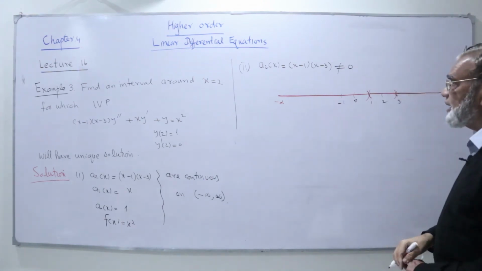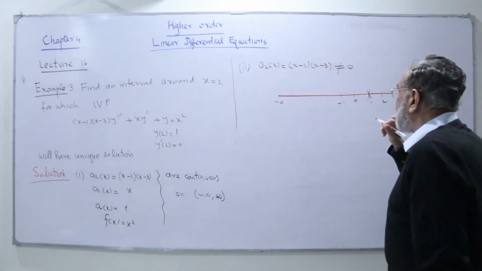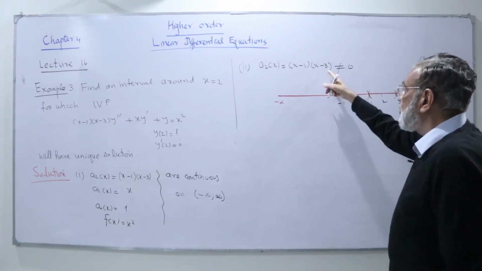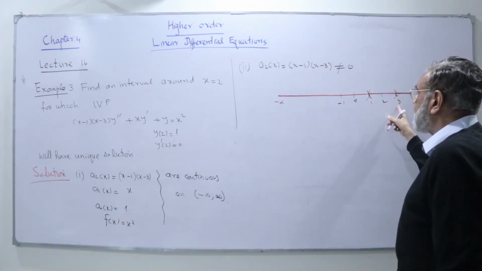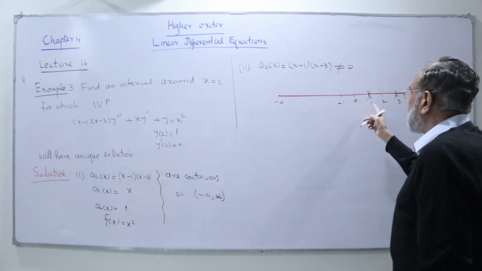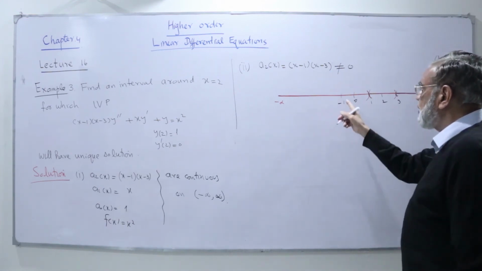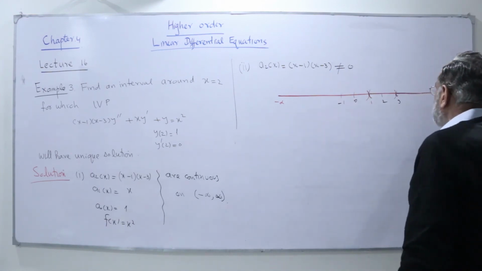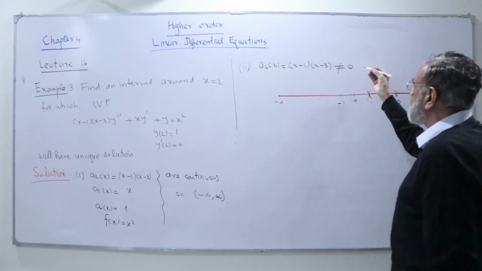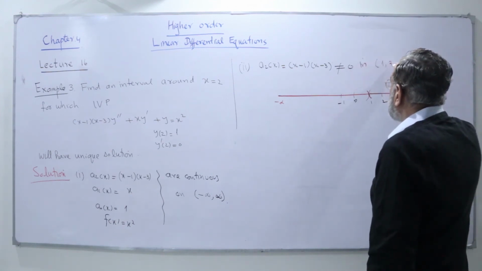Now we say that this must not be 0. When you take the value x equal to 1, this becomes 0. When you take x equal to 3, this becomes 0. So if we take the interval from -infinity to 3, the 1 is coming, so it's not possible to take this one. When you take from 1 to infinity, 3 is coming, so it's not possible. So the expression is not 0 in the open interval from 1 to 3.